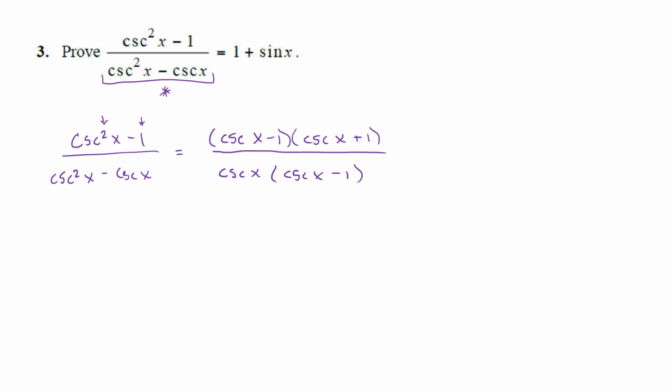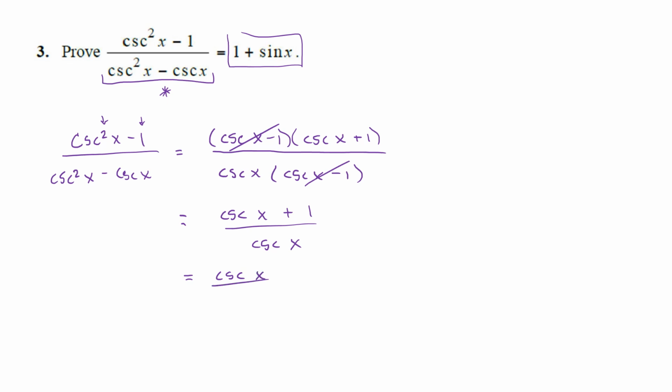So again, I'm trying to get this to look like 1 plus sine x. So let's now simplify this ratio. I have cosecant x minus 1 in the numerator and denominator. So simplifying this gets me cosecant x plus 1 over cosecant x. Now let's split this ratio into two fractions.